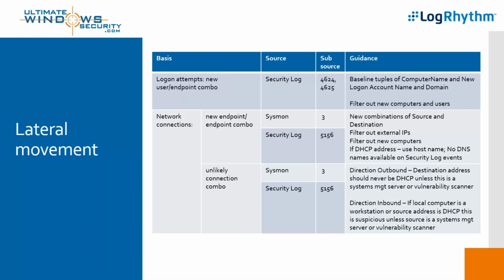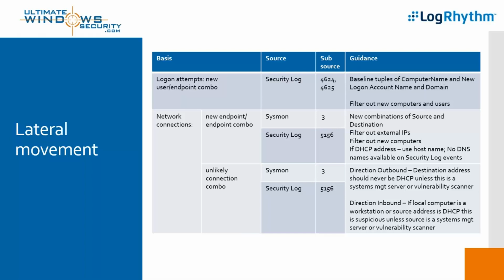And so this is basically a matter of looking at 4624 and 4625 from your security log, baselining the tuples of computer name with new logon account name and domain fields. And again, extra credit if you filter out new users and new computers. So what we're saying is this computer's been around for a while. This user has been around for a while. They've never logged on to each other. Suddenly they're trying to. That's worth looking at.